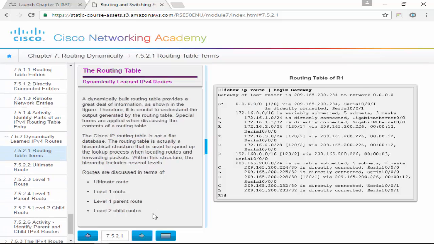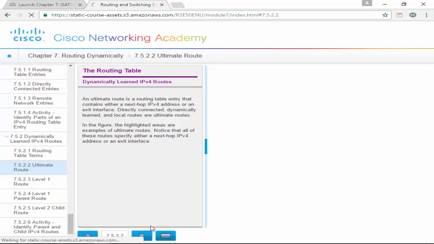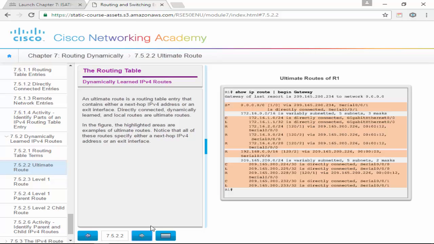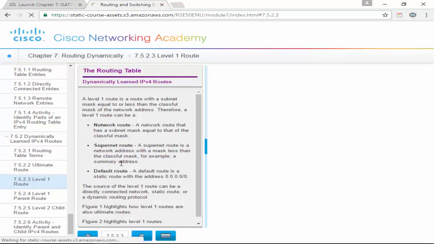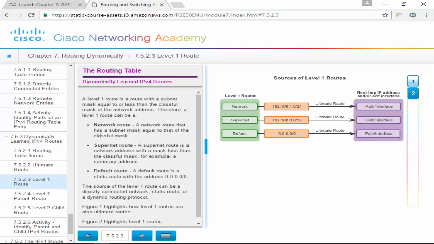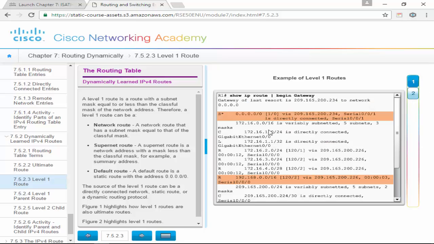Routing table terms. Well, here's some fun ones. We have ultimate routes. An ultimate route is a routing table entry that contains either a next hop IP version 4 address or an exit interface. Directly connected, dynamically learned, and local routes are ultimate routes. Okay, so it can be a lot of things. Then we have a level 1 route. A level 1 route is a route with a subnet mask equal to or less than the classful mask. So we can have a level 1 ultimate route.